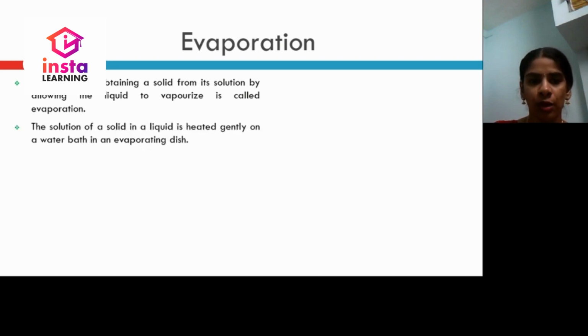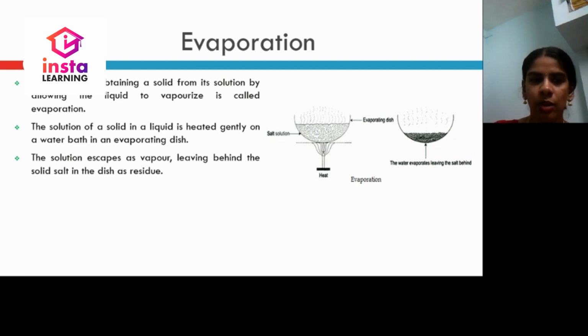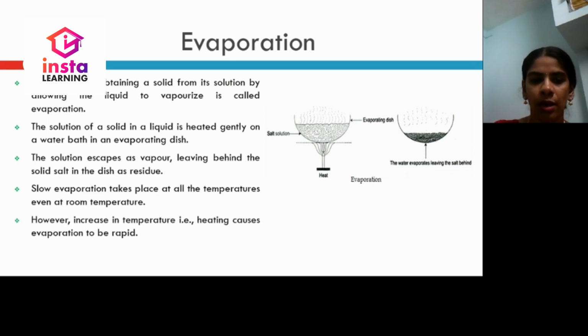The solution of a solid in a liquid is heated gently on a water bath. This takes place in an evaporating dish. The liquid escapes as vapor. It leaves behind the solid salt in the dish as residue. Slow evaporation takes place at all temperatures, even at room temperature. However, an increase in temperature, that is, heating, causes evaporation to be faster.